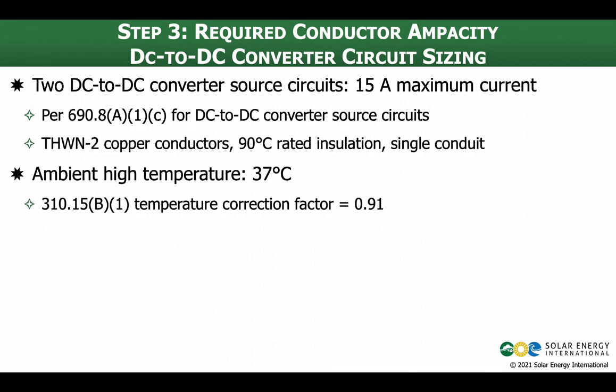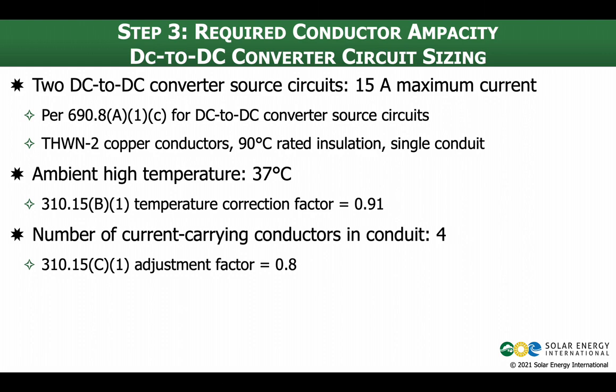We looked at the ASHRAE data earlier. Going to table 310.15(B)(1), we have a temperature correction factor of 0.91. And we have these two circuits, two current carrying conductors each, 4 current carrying conductors in the single conduit, so we need to apply the 310.15(C)(1) adjustment factor of 0.8. Now, one thing you'll notice that's not on here is our rooftop adder of 33 degrees Celsius, because we are being smart and we're keeping our conduit at least 7/8 of an inch above that roof surface. That way we only have to base wire sizing on the ambient high, not that rooftop adder.